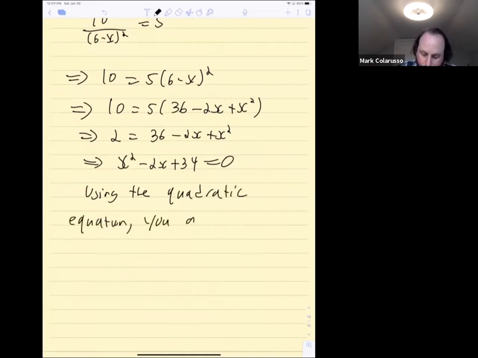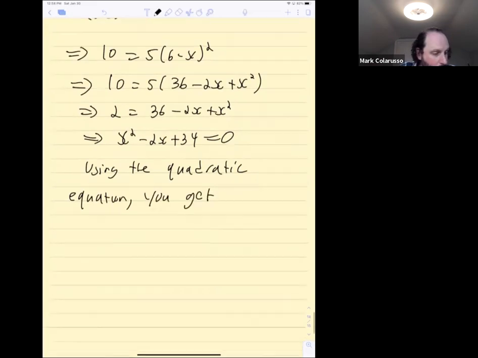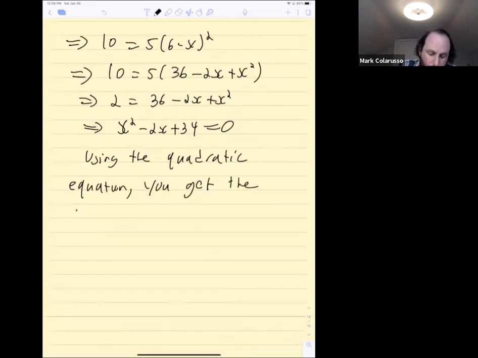you get the solutions x equals 6 plus or minus root 2. So we talked about the quadratic equation in one of our review lectures. Hopefully you can handle that on your own. If you're having trouble, let me know. The numbers work out okay, not fantastically, but they're basically fine. But I won't go through all the algebra there.